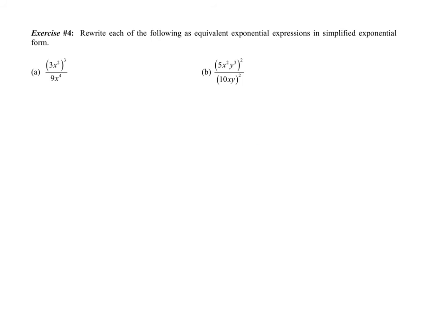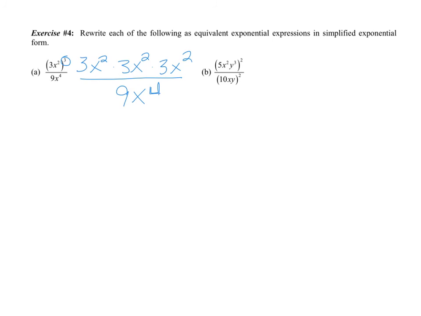We are going to now continue with exercise number 4 with question A and B because they are more complicated problems. So I want to just give you enough examples for you to be successful in class. A, 3x squared raised to the 3rd power. That little 3 there, if you remember from earlier, you want to write it down 3 times. So you're going to say 3x squared times 3x squared times 3x squared, all divided by 9x to the 4th.